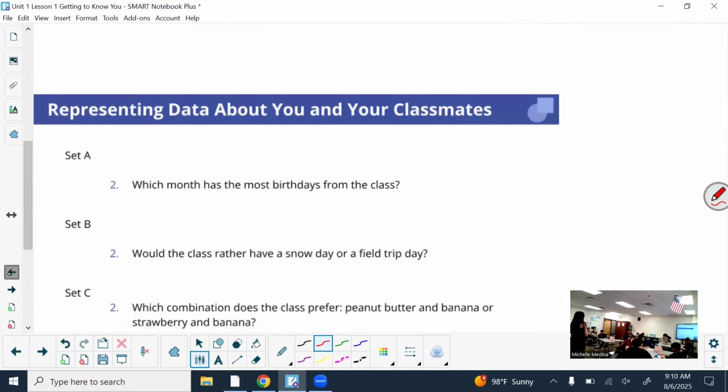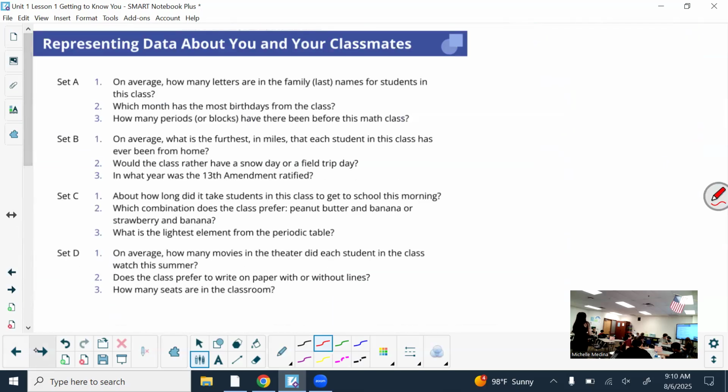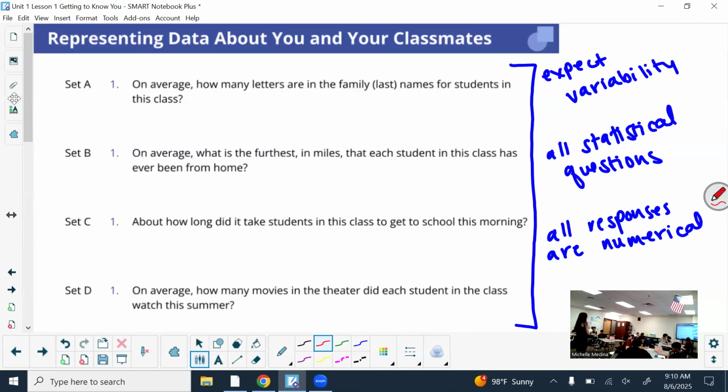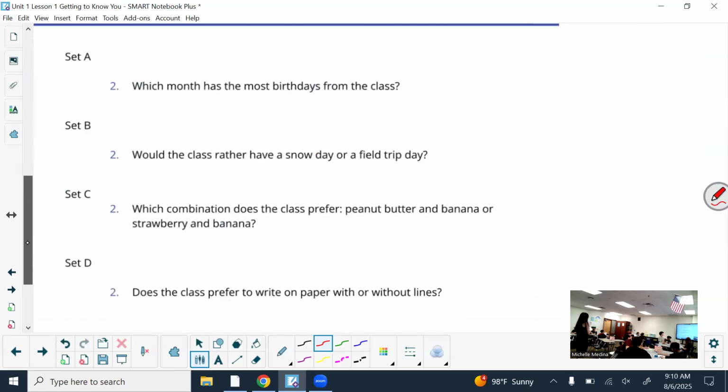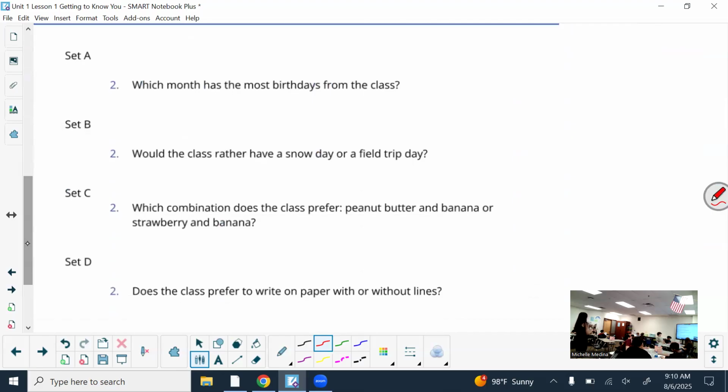All right, so here's all of the question 2s for each set. Which month has the most birthdays from the class? Would the class rather have a snow day or field trip day? Which combination does the class prefer: peanut butter and banana or strawberry and banana? And does this class prefer to write on paper with or without lines?